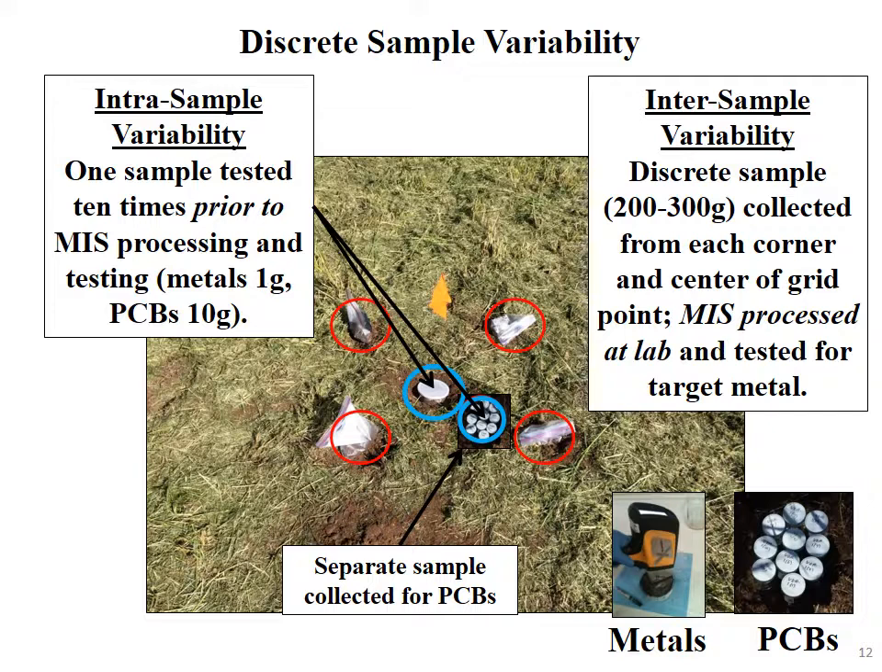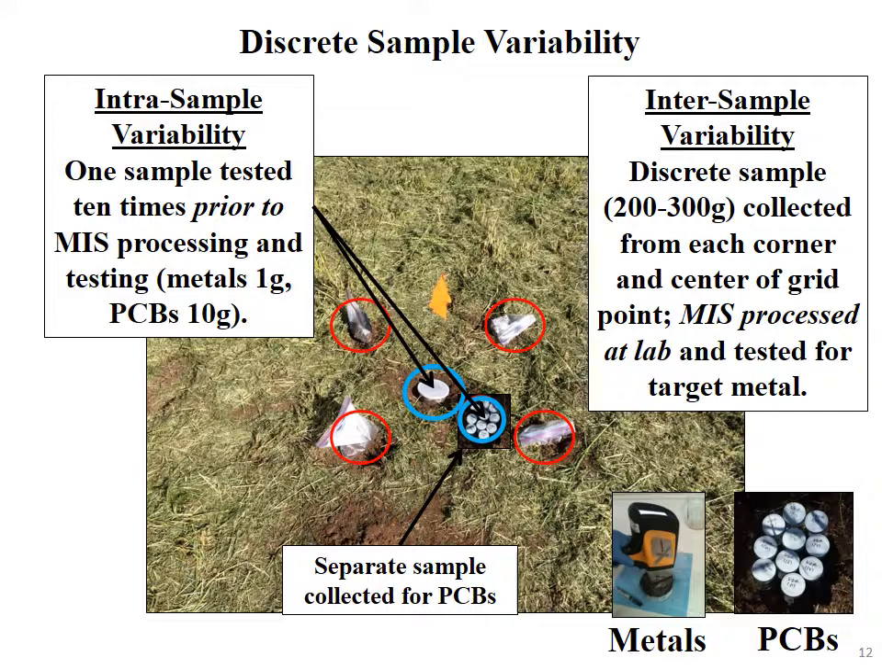Now for inter-sample variability, or variability between co-located samples, again, we would take 5 discrete soil samples at each point, and each one of these soil samples, we would have the laboratory process using MIS methods. So they would dry them, sieve them, and then subsample them so that the data we got, we're pretty confident, is representative of the actual sample we sent in. So then we get an idea of what the variability is between co-located samples outside of intra-sample variability. Then we did the same thing for PCBs, 5 discrete samples at each grid point, tested independently.